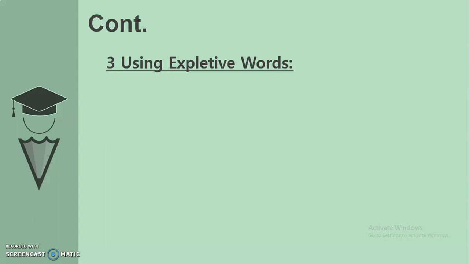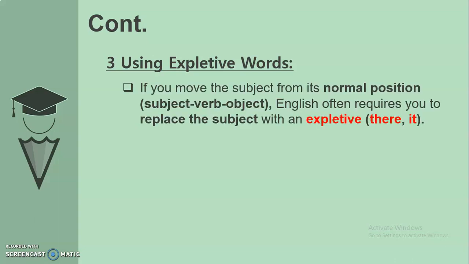The third exception is expletive words. I think you are familiar with this word. Expletive words are words which replace the position of a subject in a sentence when we move the subject from the beginning of the sentence. So if you move the subject from its normal position, what we call SVO, English also requires you to replace the subject with an expletive, and mostly we use there and it as expletive words.